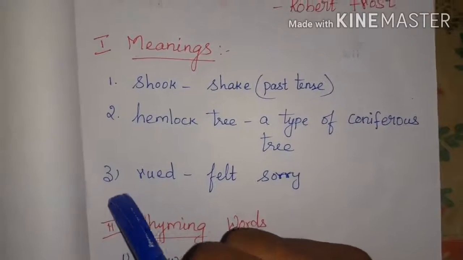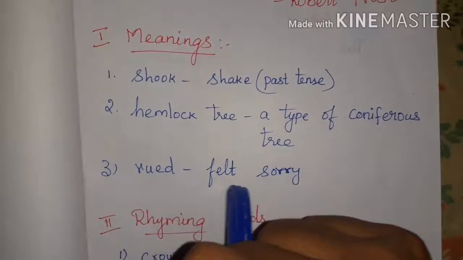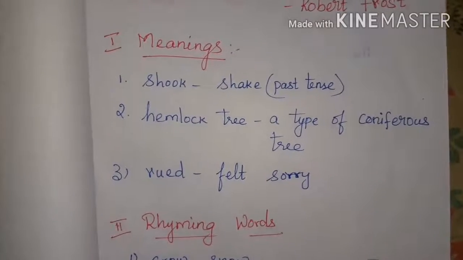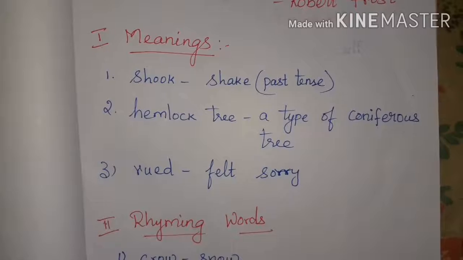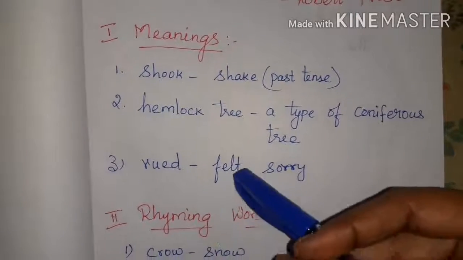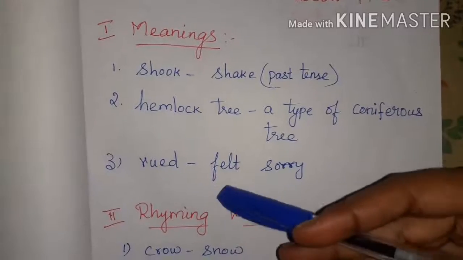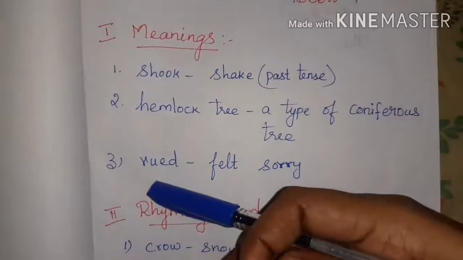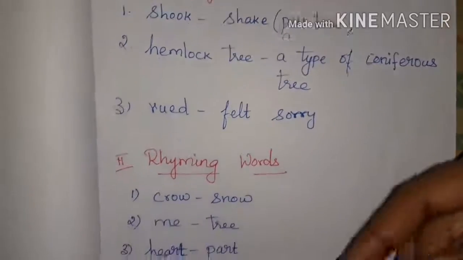Okay. And then third one, rude. Rude means felt sorry about what we were thinking. So if we think something bad, we felt sorry for what we have thought. So that is feeling sorry. Felt sorry is past tense; if the question is in past tense, the answer is in past tense.